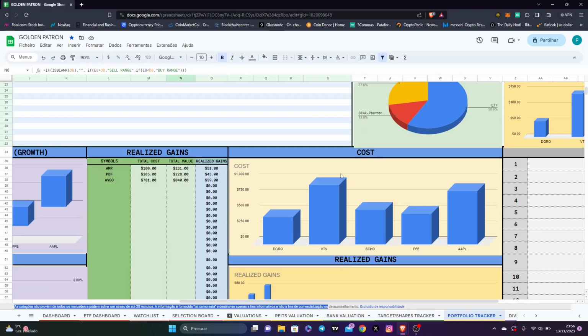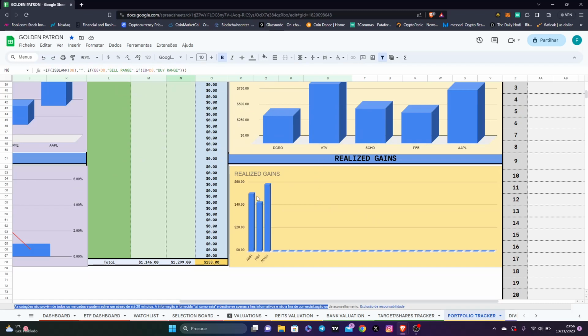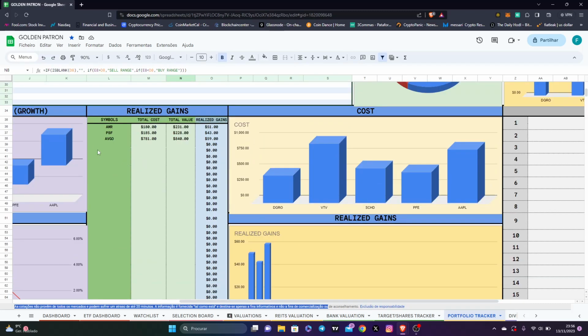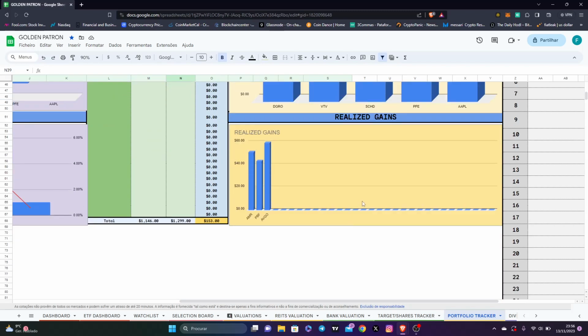Then we have this one for cost, what we paid for, and the realized gains. The realized gains is once we close a position over here and we plug in the total cost and total value, it's going to give us a realized gain. And once we have the realized gain, that shows up and it just keeps a nice little track.